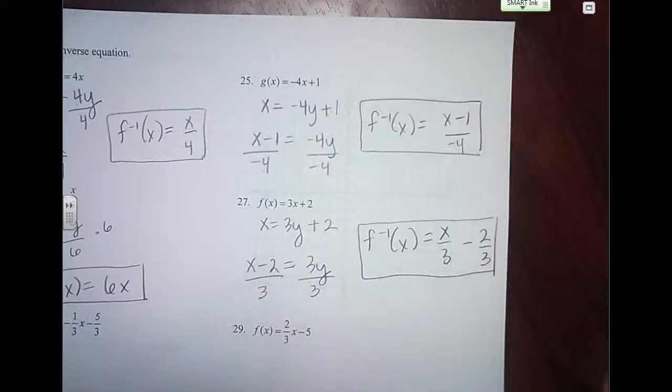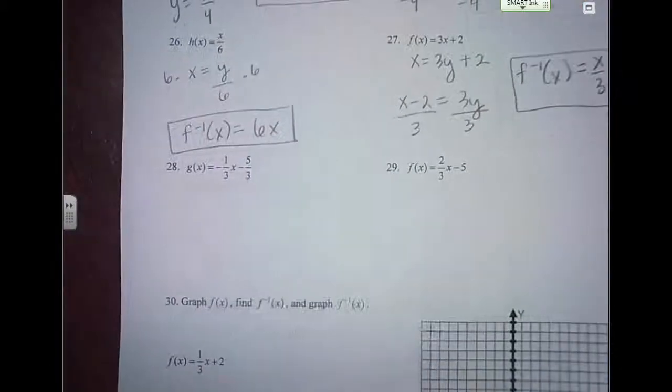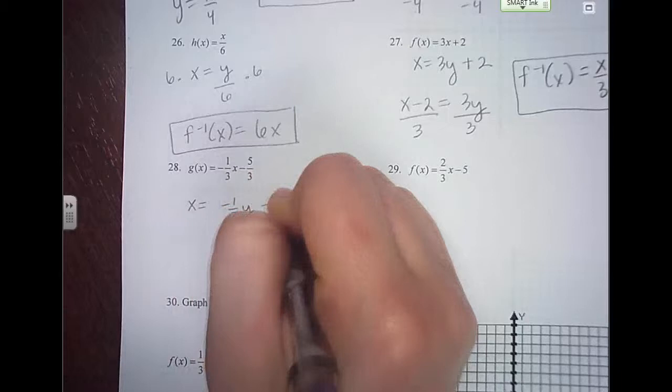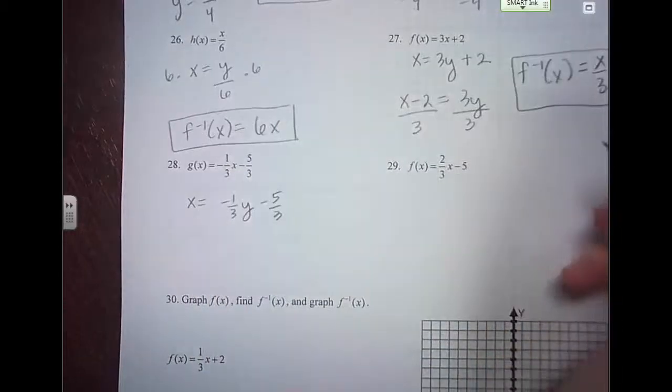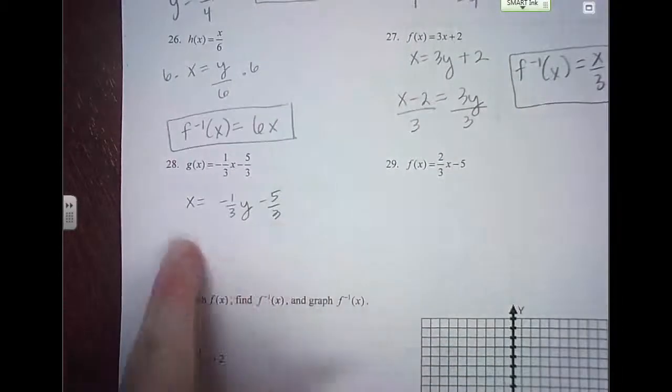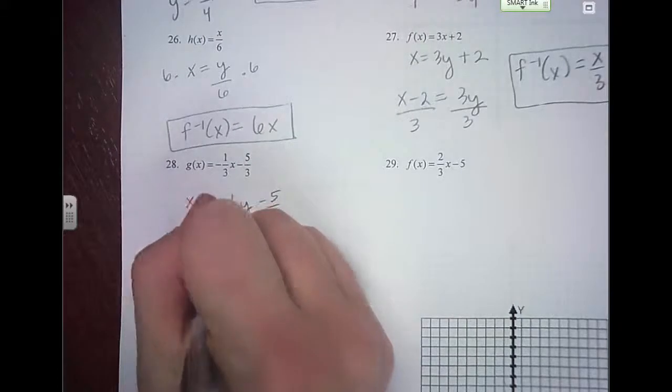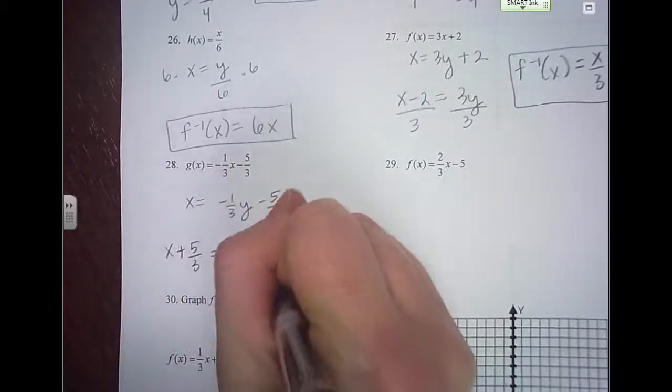Okay, 28, switch x and y. Negative 1/3 y minus 5/3 and solve for y. So first thing, this I want to move over. It's being subtracted, so I'm going to add it over. So x plus 5/3 equals negative 1/3 y.